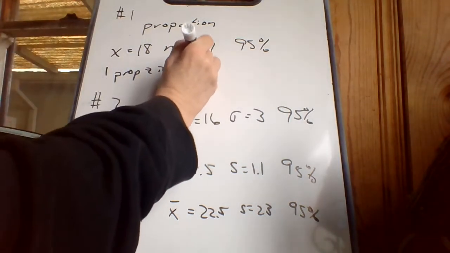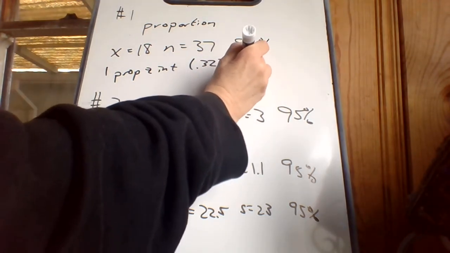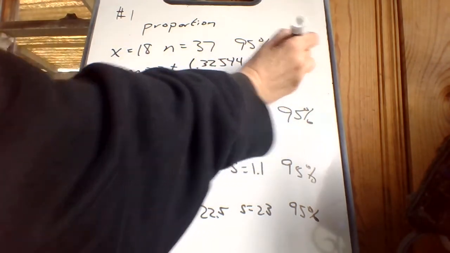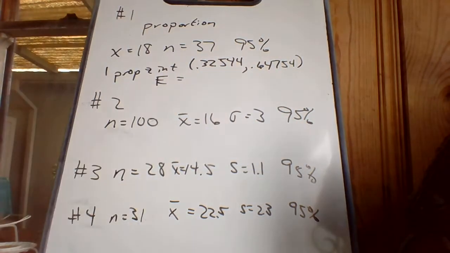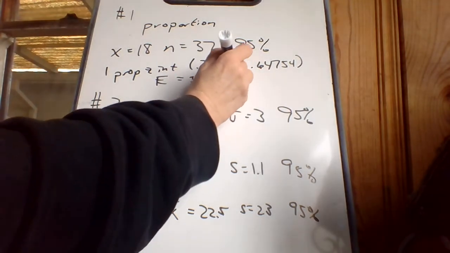Then I write 0.32544, comma 0.64754 on my paper. And every single time we do one of these problems, do the big minus little thing as well. 0.64754 minus 0.32544, divided by 2, is the point estimate, plus or minus 0.16105.